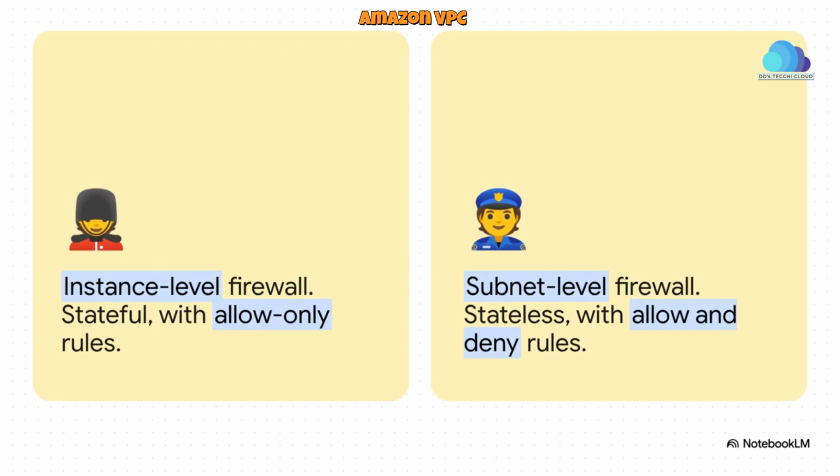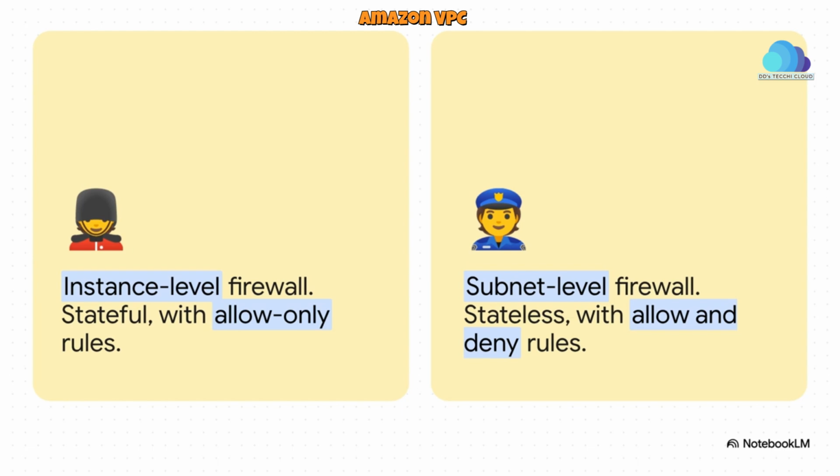First up, we have security groups. Think of these as a personal bodyguard for a single EC2 instance. They operate at the instance level, and they are stateful. That's a key term. It just means that if you allow a request to come in, the response is automatically allowed back out. You don't need a second rule for it. And they only support allow rules.